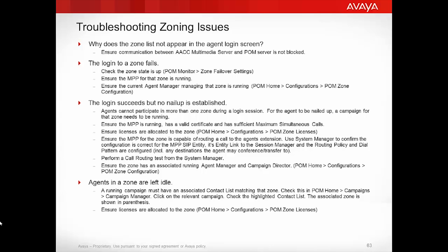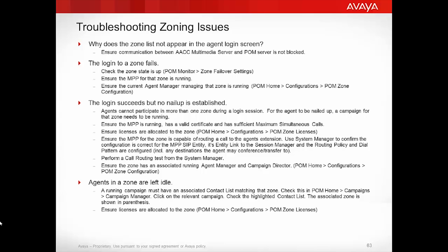We might have a scenario where the login succeeds, but no nailup is established. Agents cannot participate in more than one zone during a logon session. So for the agent to be nailed up, a campaign for the zone needs to be running. Ensure that the MPP is running, has a valid certificate, and has sufficient maximum simultaneous calls set. Make sure the licenses are allocated to the zone. So look at the POM zone licensing.